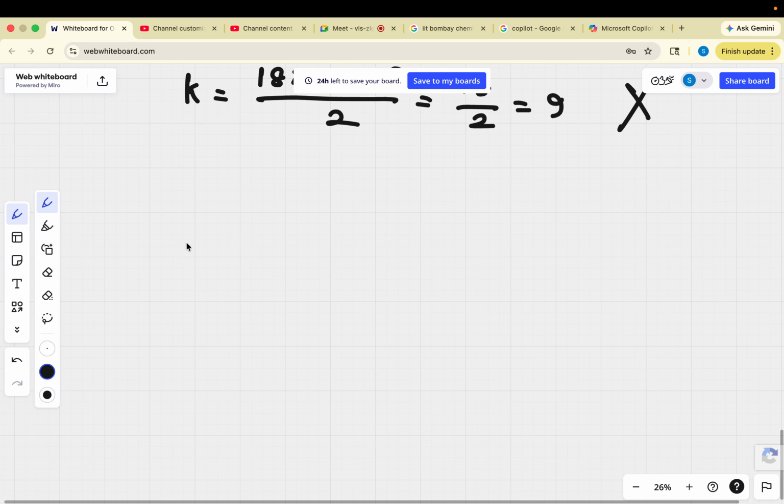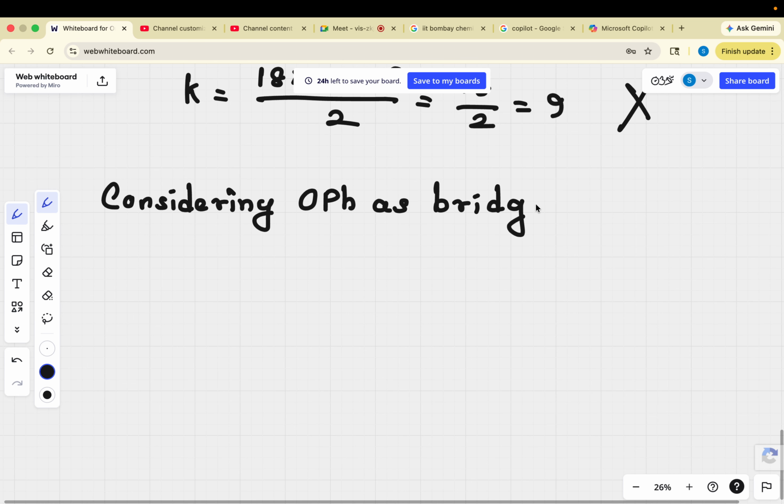So now the thing is, you have to consider OPH as a bridging ligand. Considering OPH as your bridging ligand, what happens?